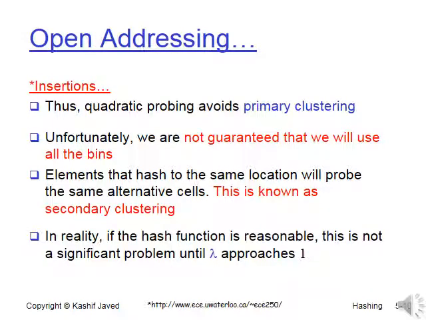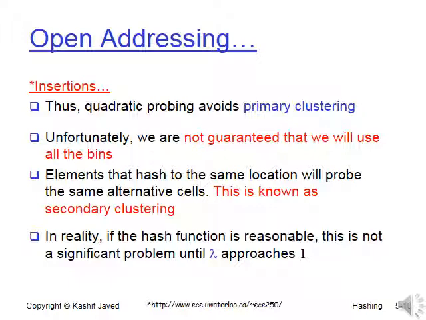Thus, quadratic probing avoids primary clustering. This helps to avoid the clustering right around the collision. Basically, it spreads out the keys more. Unfortunately, we are not guaranteed that we will use all the bins of the hash table, just like you have noticed in the above 3 examples.